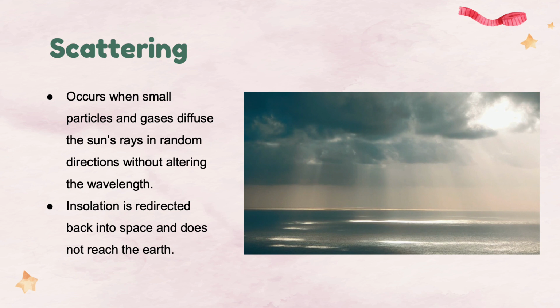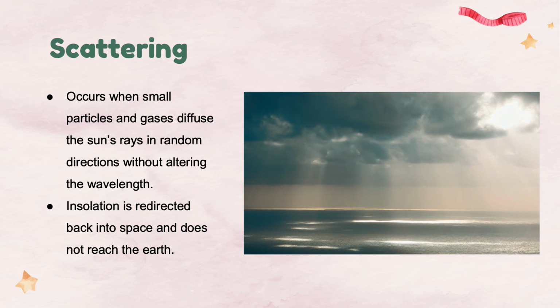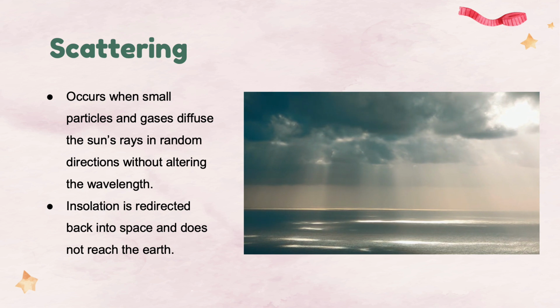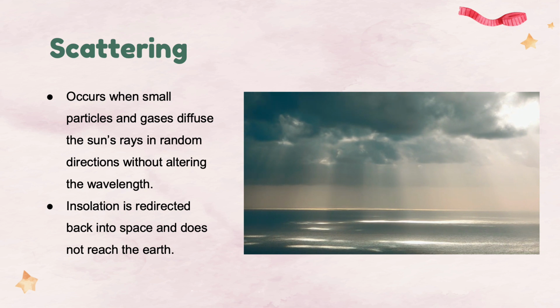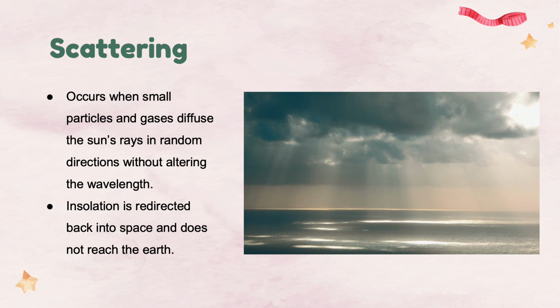Scattering happens when small particles, like condensation nuclei and gases, disperse the sun's rays in random directions without changing the wavelengths. Insolation can then be directed back into space and often does not reach the Earth's surface.